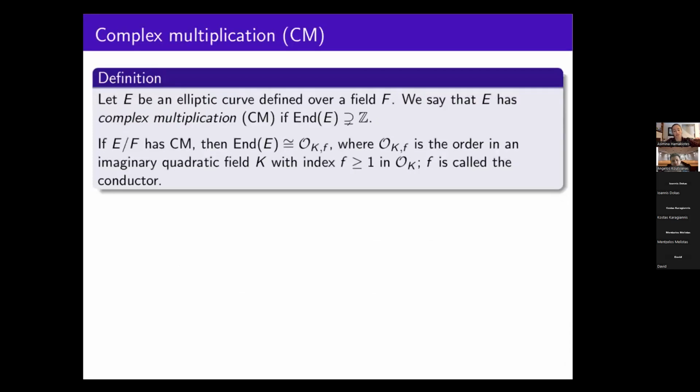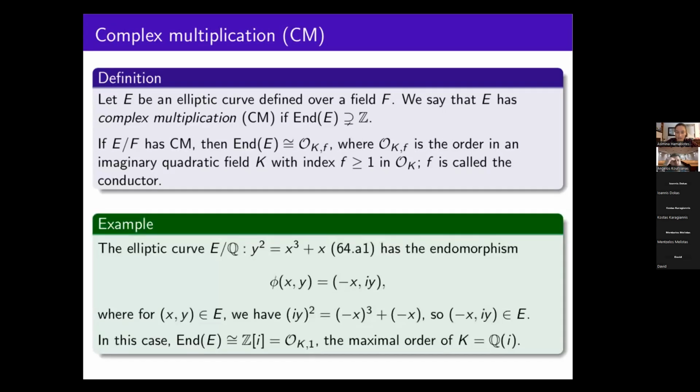Right. So we're studying this for elliptic curves with CM. We say that our curve E has complex multiplication if the endomorphisms of E strictly contain Z. This makes sense because every elliptic curve has the multiplication by m endomorphism, where m is any integer. So it's always isomorphic to Z, but sometimes our elliptic curves have a little bit more endomorphisms. If E over F has CM, then the endomorphism ring is isomorphic to an order in an imaginary quadratic field K with index f in the maximal order, and we call this f the conductor.